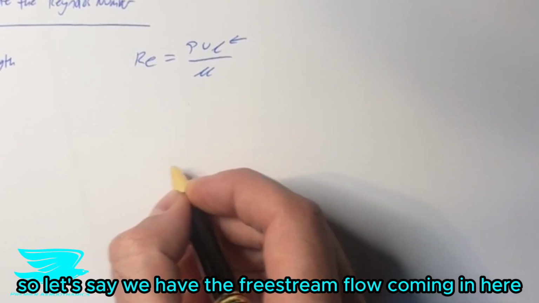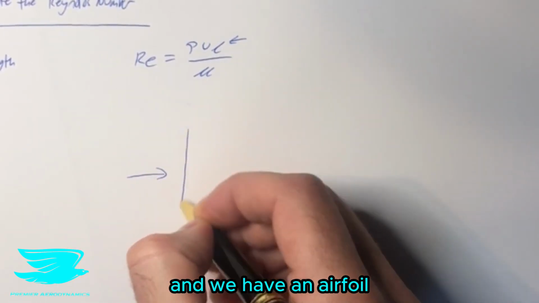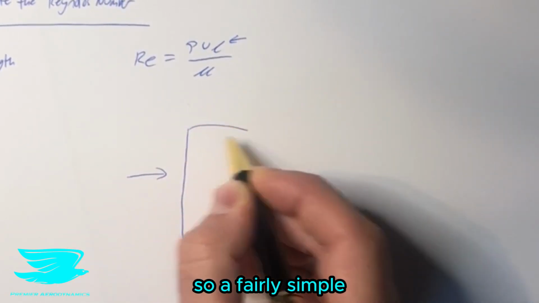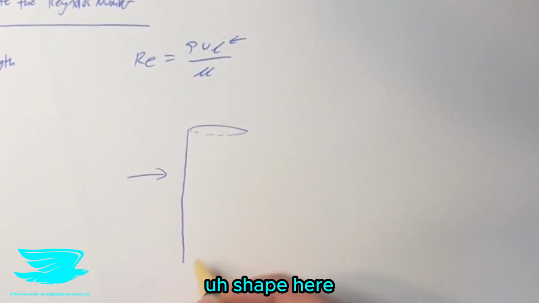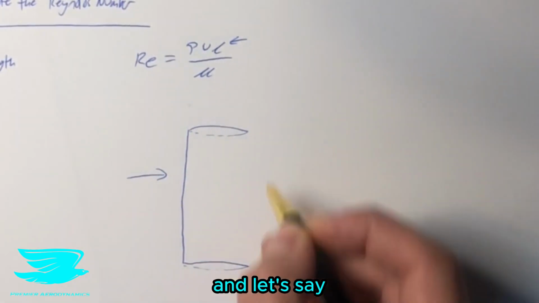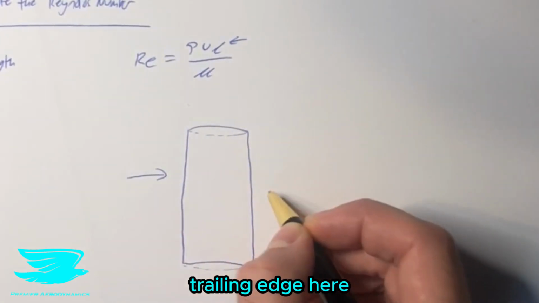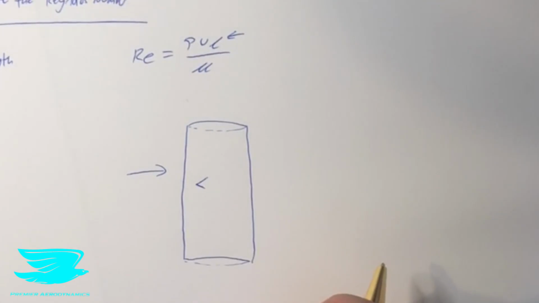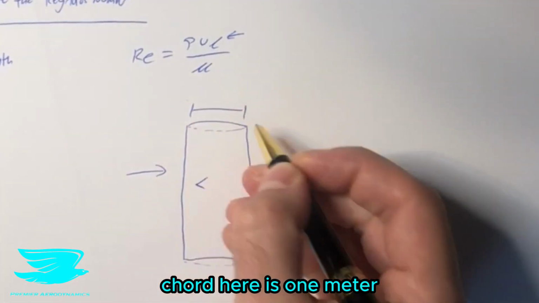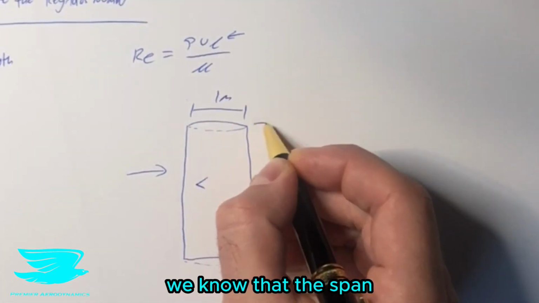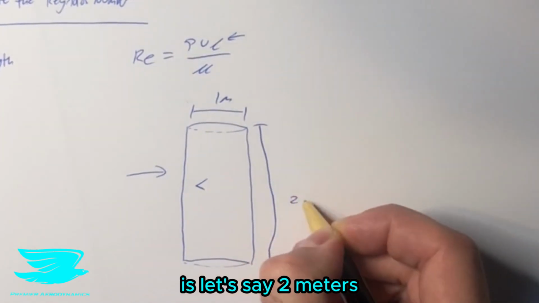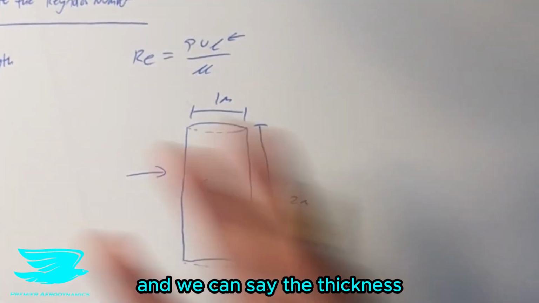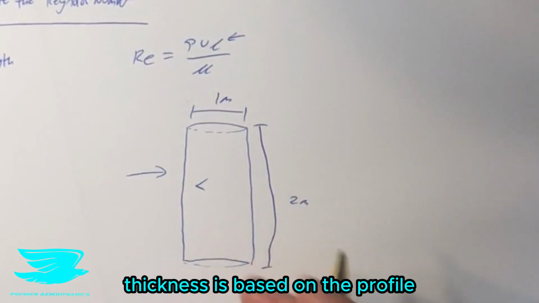So let's say we have the free stream flow coming in here and we have an airfoil. So a fairly simple shape here. And then we have the leading edge here, trailing edge here, and let's say we have a vortex generator at one point. So we know that the chord here is 1 meter. We know that the span is, let's say, 2 meters, and we know what the thickness is based on the profile.